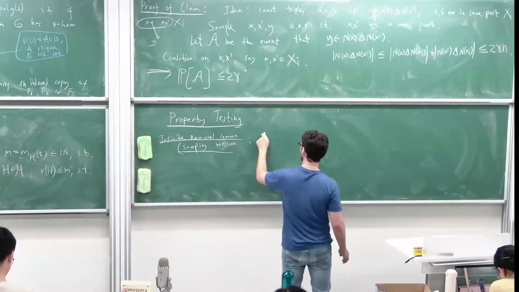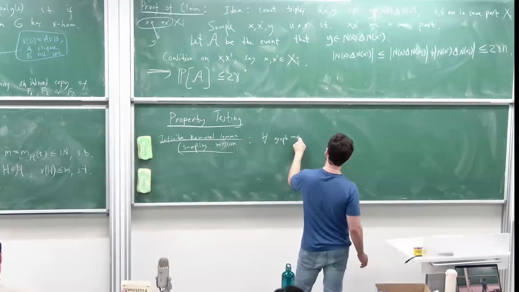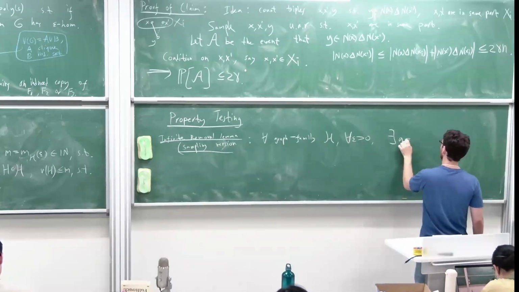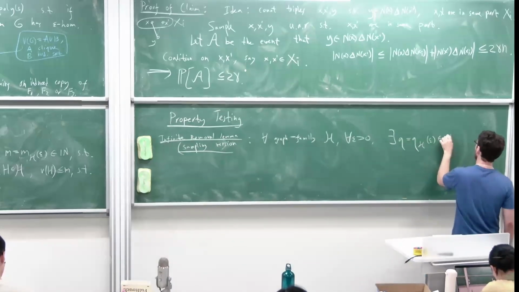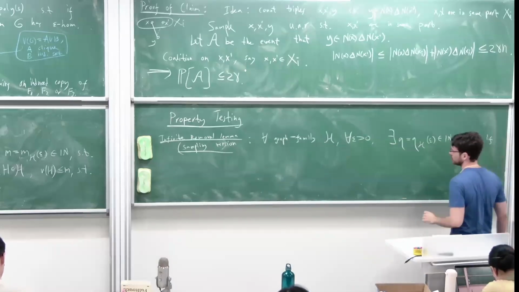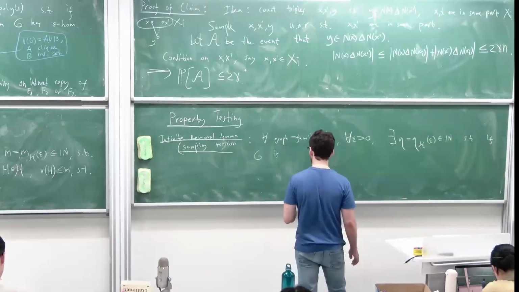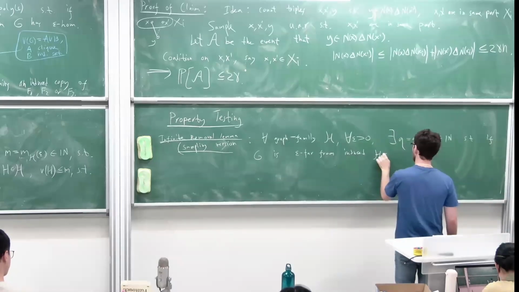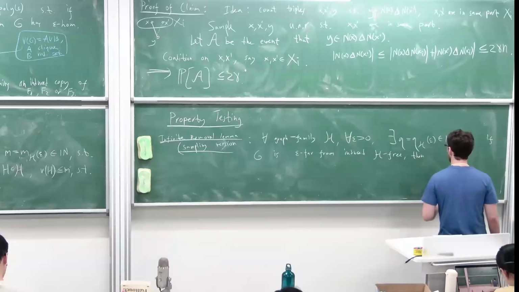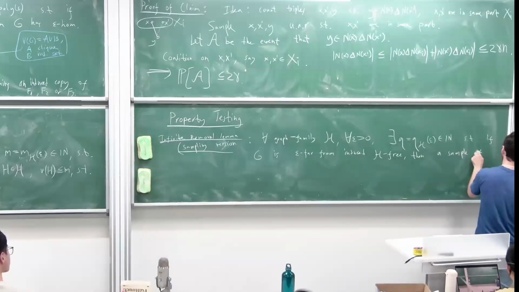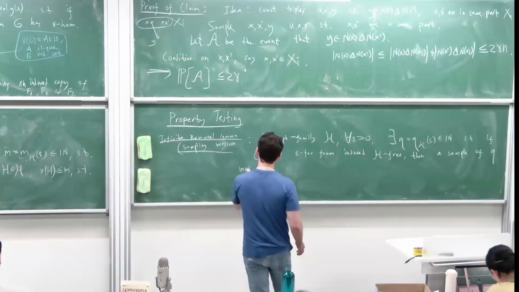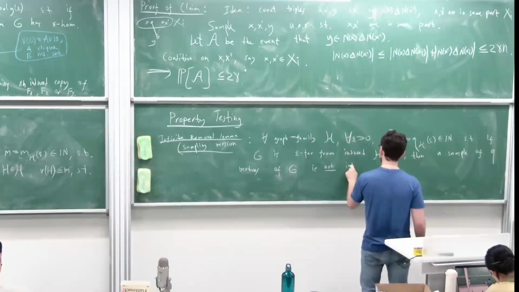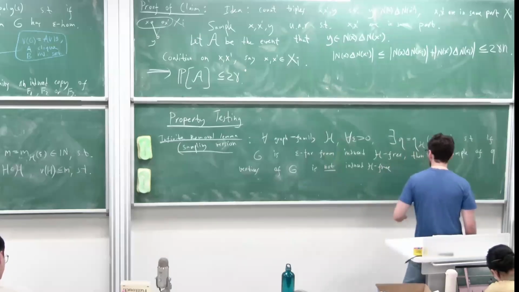So here it says that for every graph family H, for every epsilon, there exists some integer q such that if G is epsilon far from induced H3, then a sample of Q vertices of G is not induced H3, with some large probability.